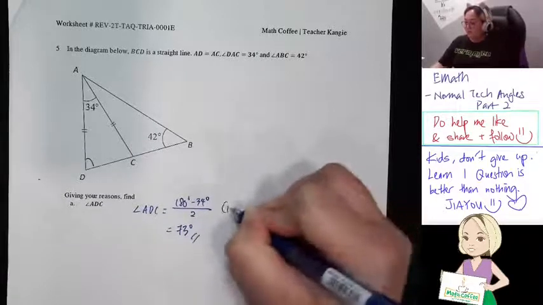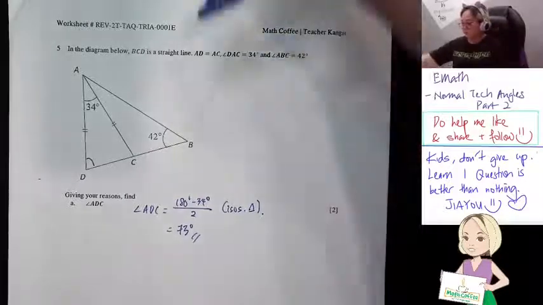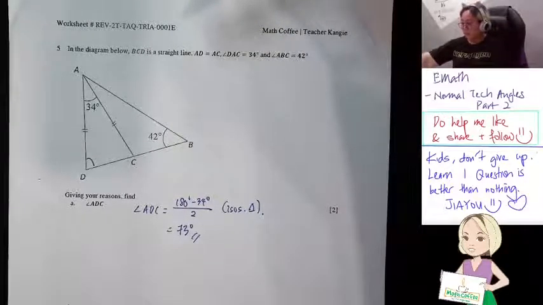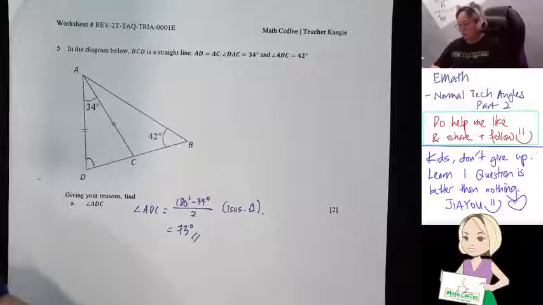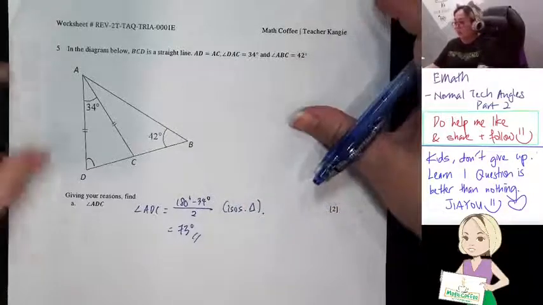And this one is because it is an isosceles triangle. 69? Did I press wrongly? Who sabo me? 73 leh? Who told me 69?